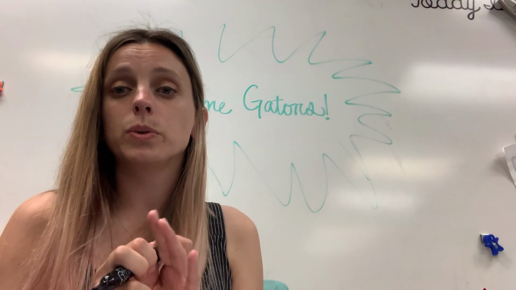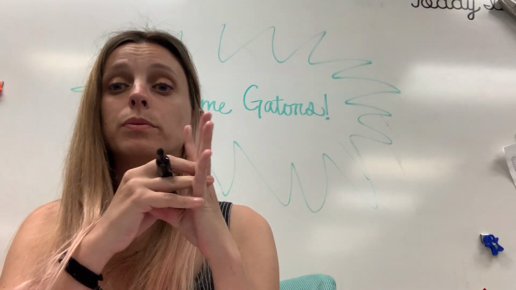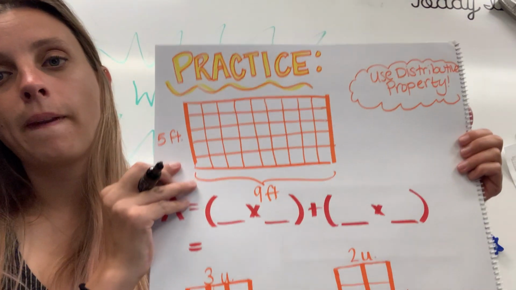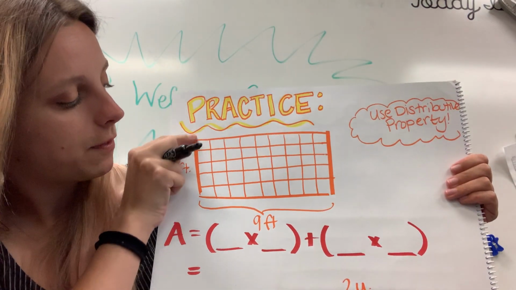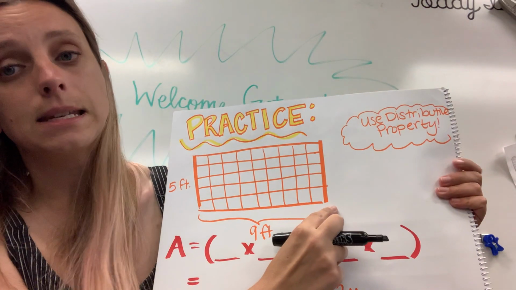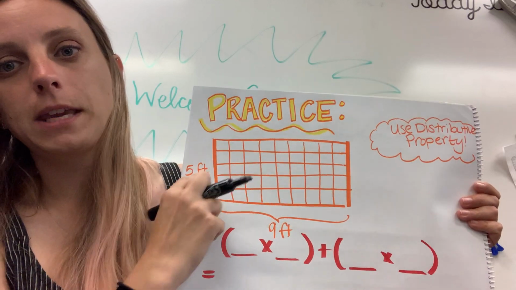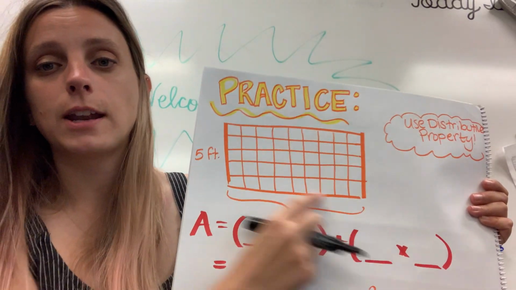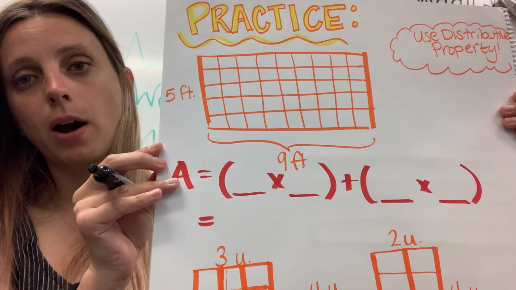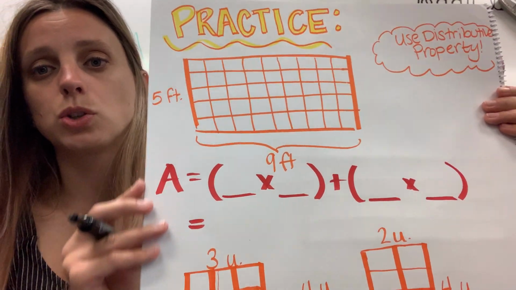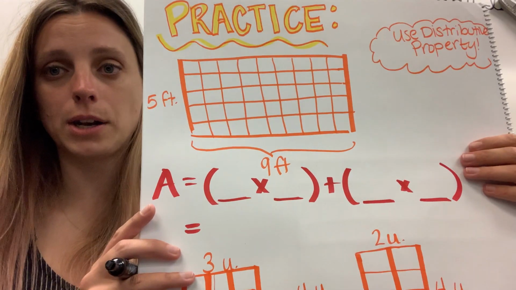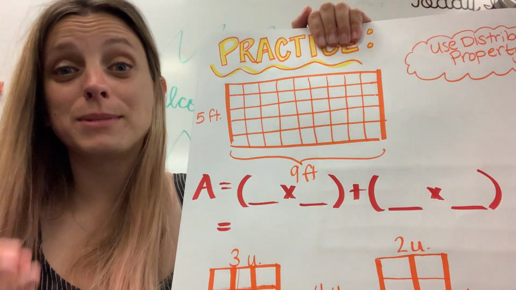First, I'm going to show you some examples of distributive property problems. So they're going to give you a regular rectangle, and I've given you one here. So it's 5 feet by 9 feet. So our width is 5 feet, our length is 9 feet. And I could count those squares and find it to be true. So go ahead and pause if you want to write down those dimensions or draw in your unit squares. All right, Gators. So now it's time to cut.